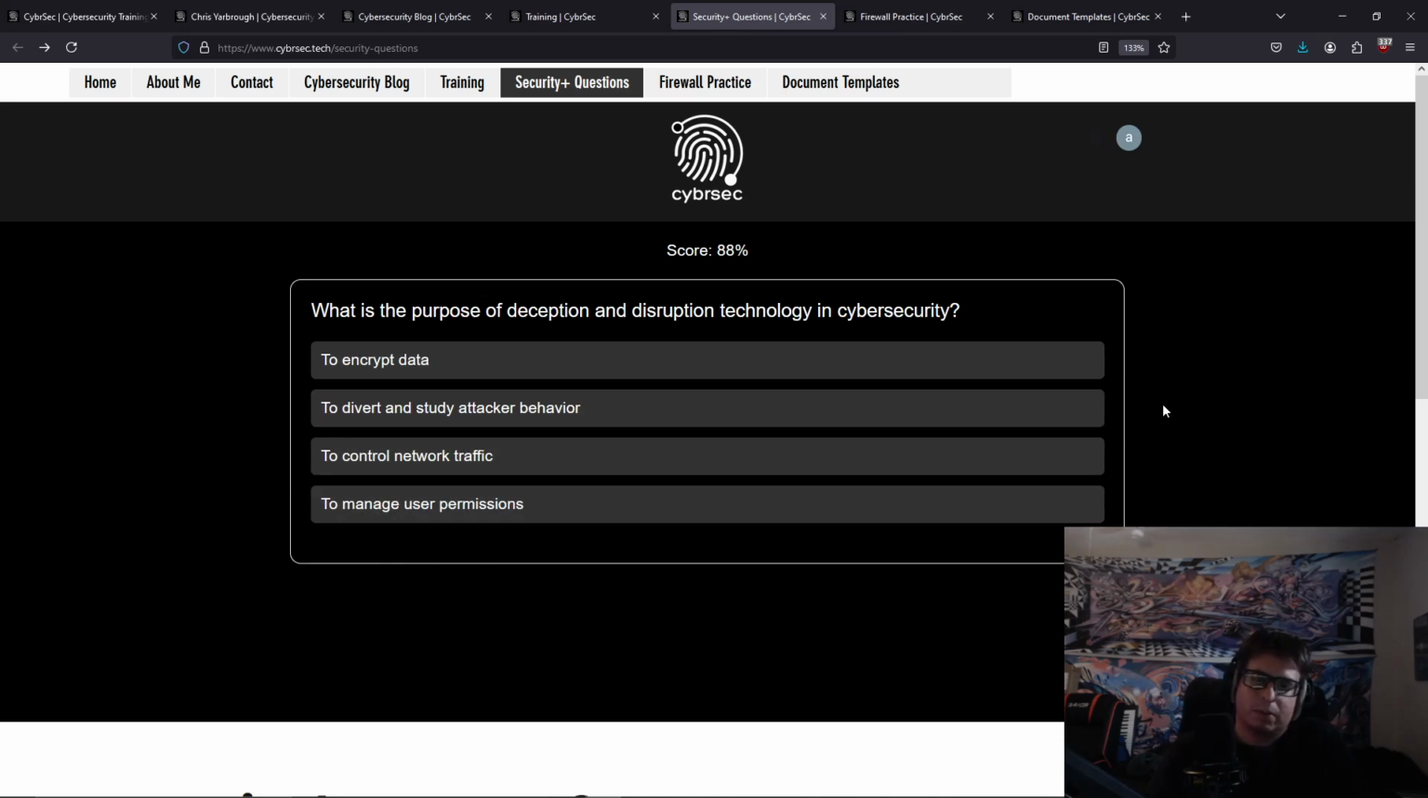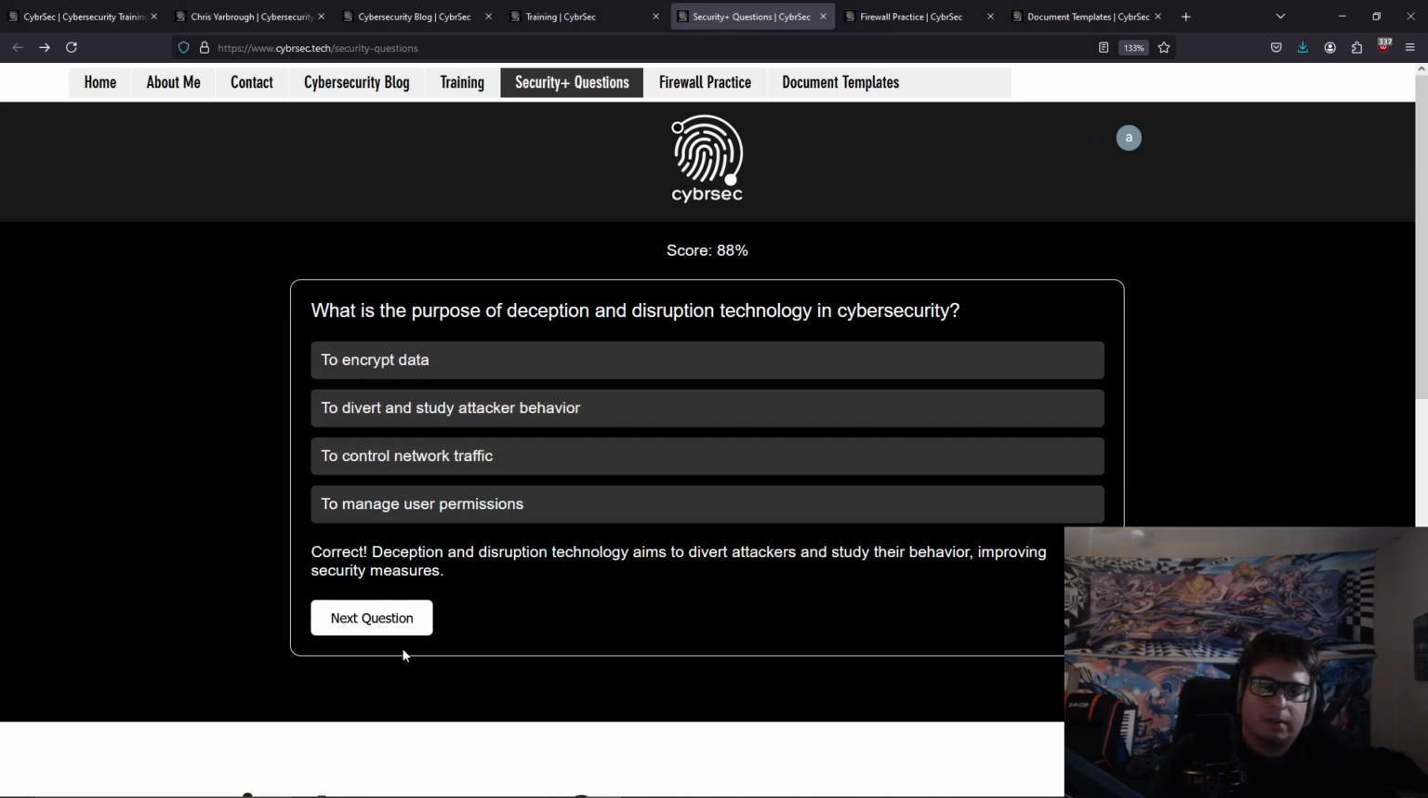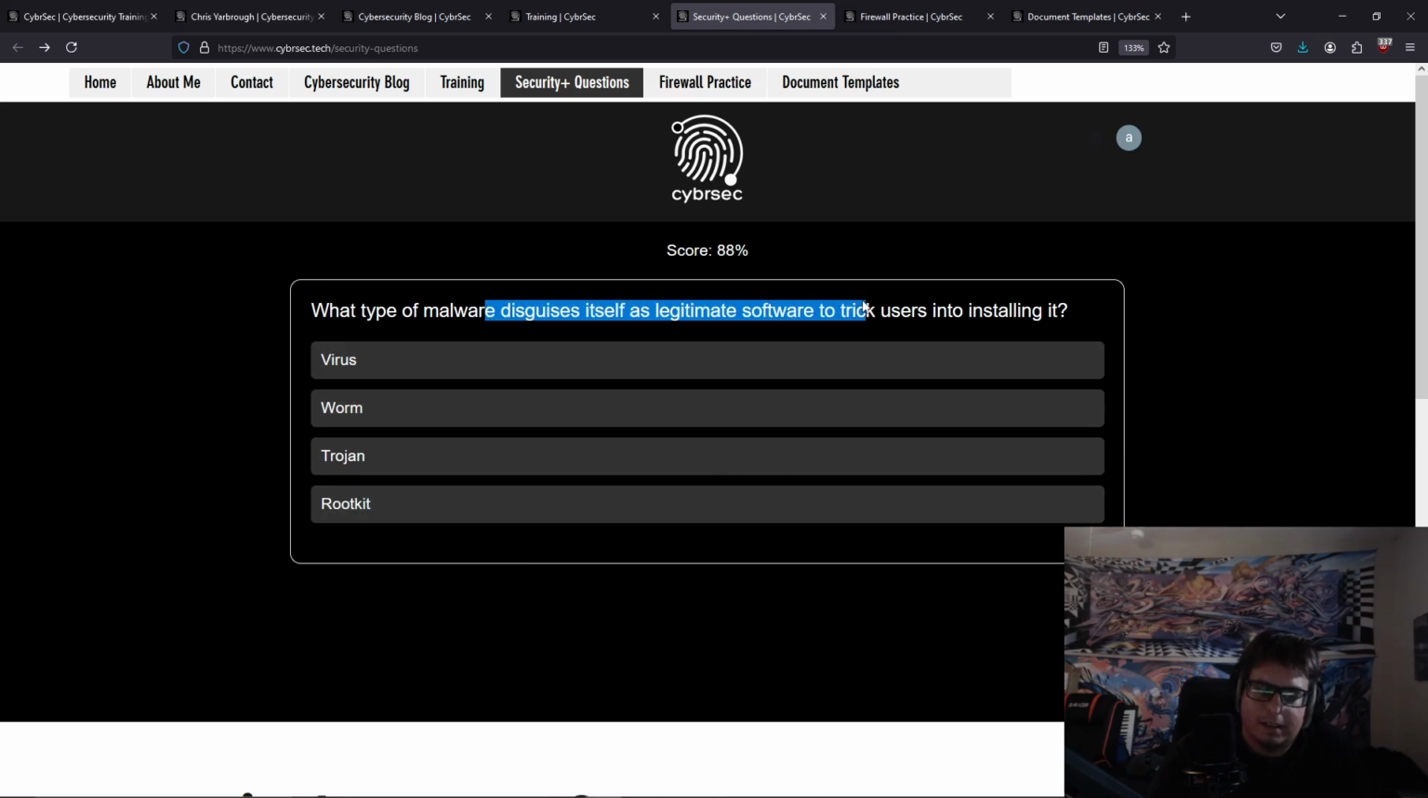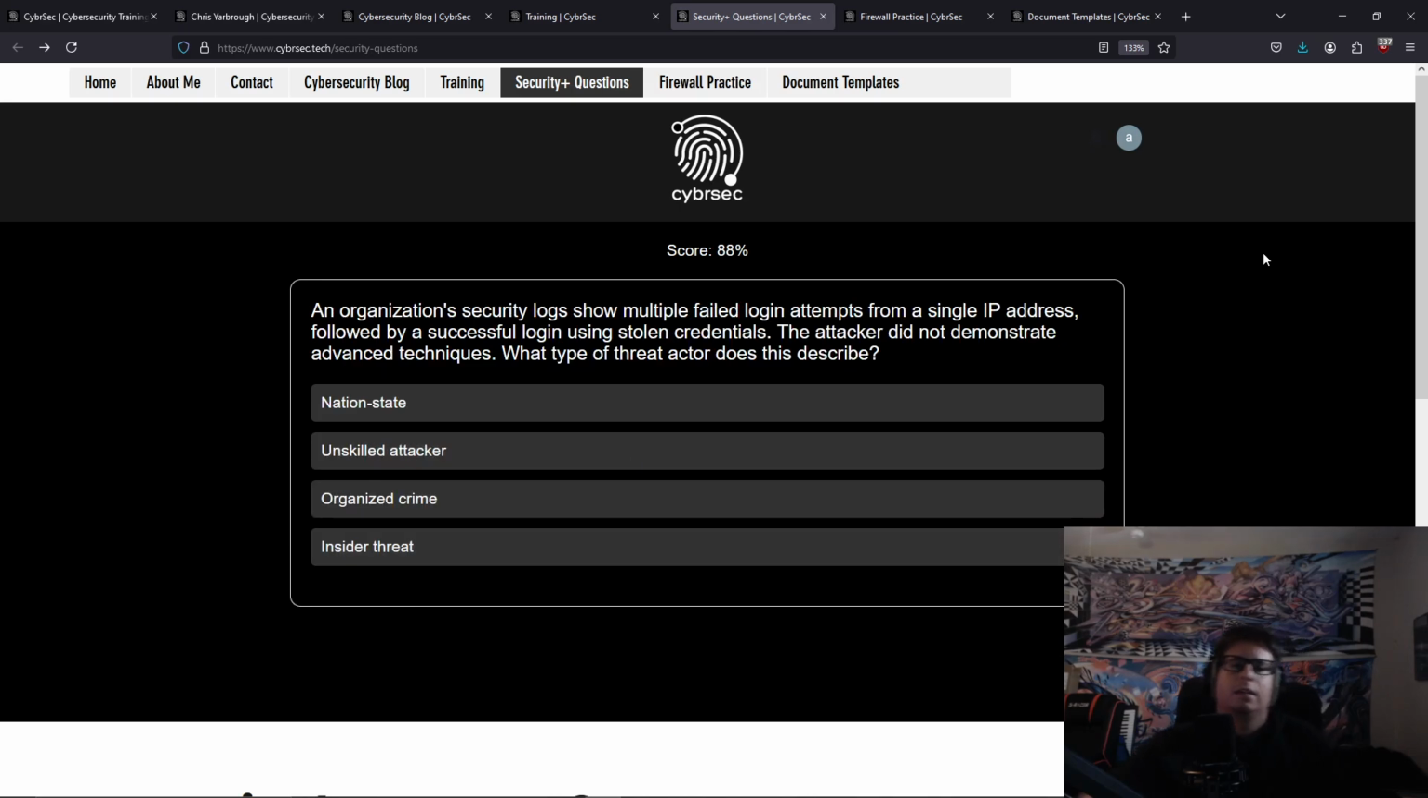What is the purpose of deception and disruption technology in cybersecurity? Yes. Type of malware disguises itself as legitimate software to trick users into installing it. Trojan? Yeah. An organization's security logs show multiple failed login attempts from a single IP address, followed by a successful login using stolen credentials. The attacker did not demonstrate advanced techniques. What type of threat actor does this describe? Unskilled attacker.